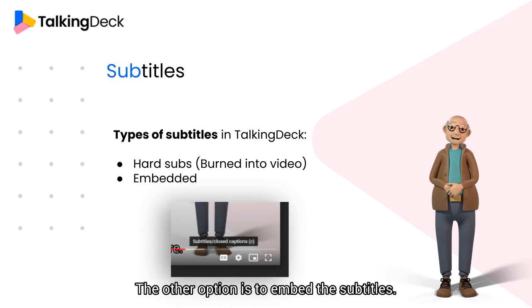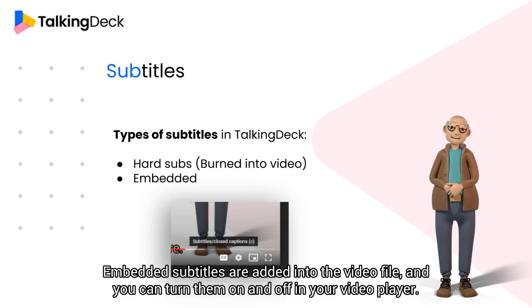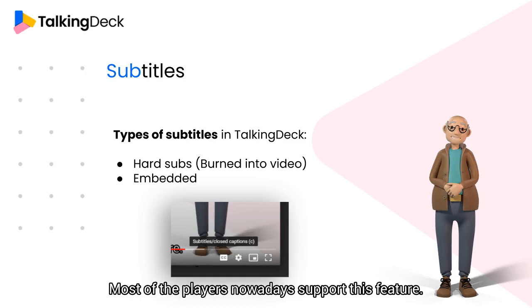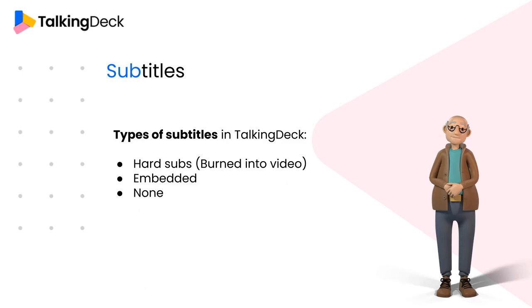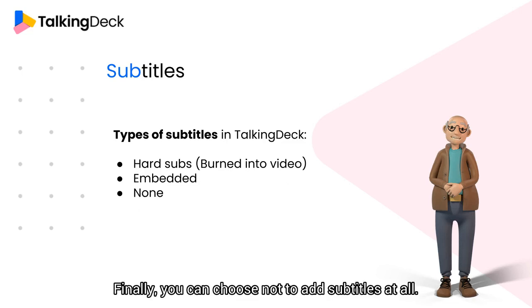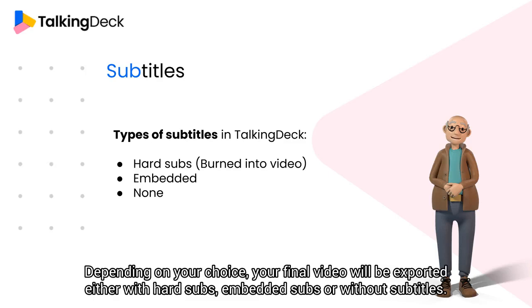The other option is to embed the subtitles. Embedded subtitles are added into the video file, and you can turn them on and off in your video player. Most of the players nowadays support this feature. Finally, you can choose not to add subtitles at all. Depending on your choice, your final video will be exported either with hard subs, embedded subs, or without subtitles.